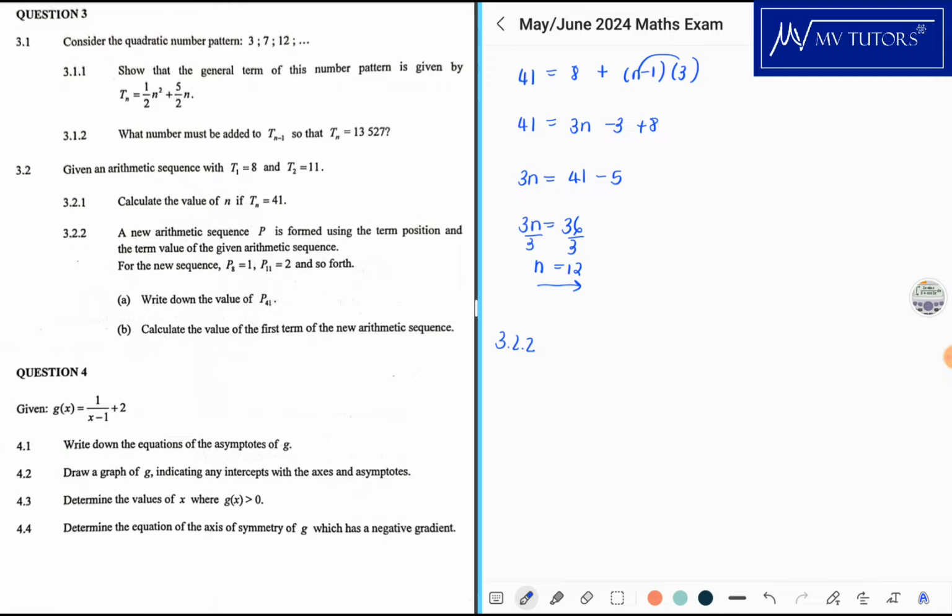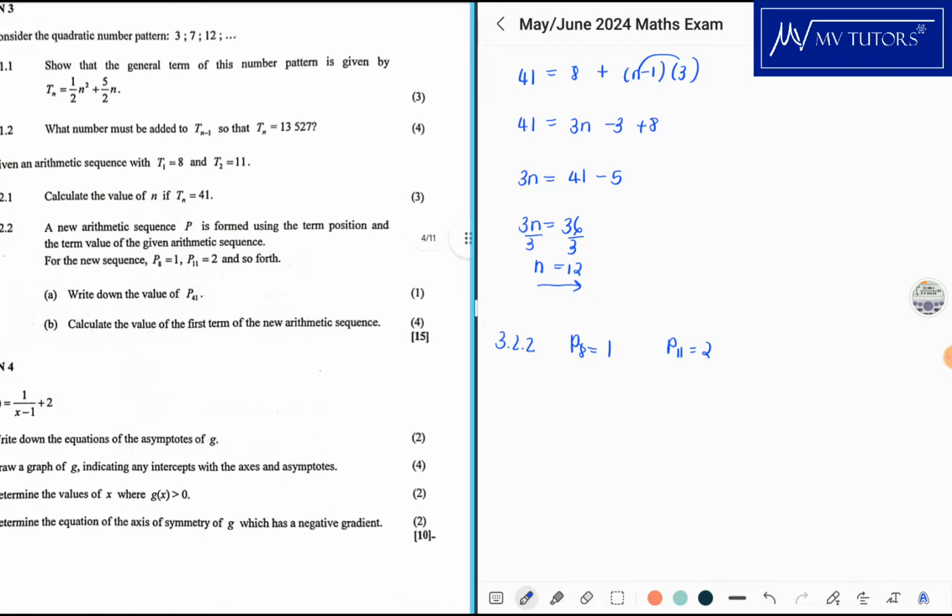And then we can go to 3.2.2. A new arithmetic sequence P is formed using the term position and the term value for the given arithmetic sequence. Now for this new sequence, P8 is equal to 1, P11 is 2, and so forth. Now for A, they ask us to write down the value of P41. And it's only 1 mark.